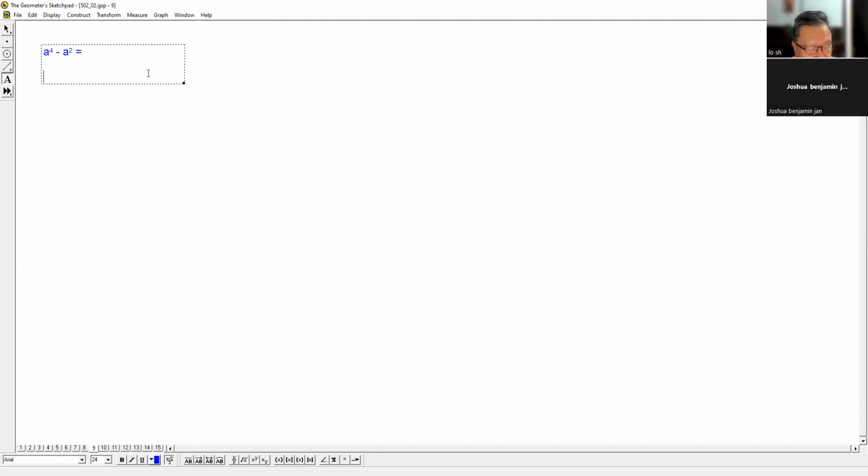Take out a squared, so a squared times a squared minus 1. Then in the bracket, a to the power of 2 then minus 1. So when you take out the a squared, what is left is 1, right?